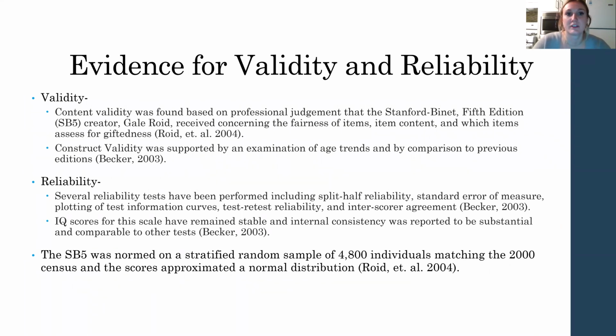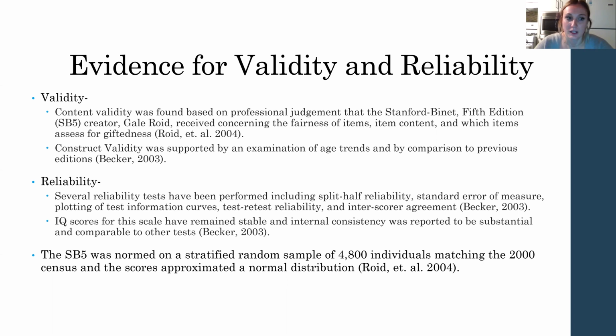For the evidence for the validity of the SB5, content validity was found based on the professional judgment that Gale Roid received during the inception of the SB5 and was validated concerning the fairness of items, item content, and which items assess for giftedness. Construct validity was supported by an exam of age trends and by comparison to previous editions.